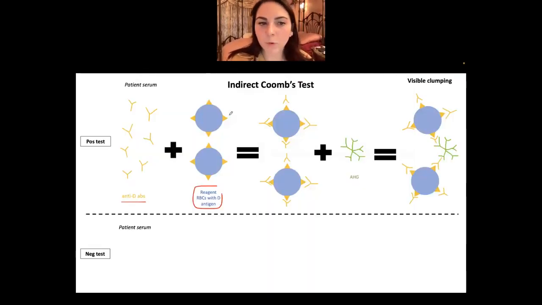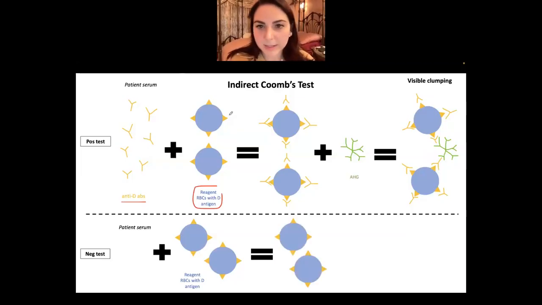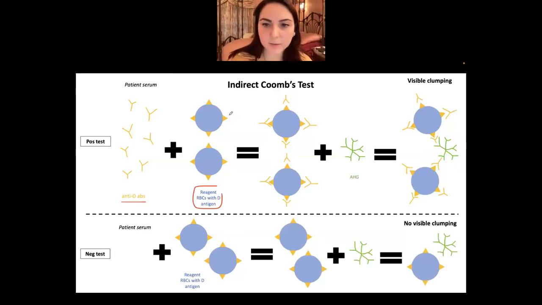If it was negative, mom wouldn't have anything in her serum. So we add the reagent red cells with the D antigen, nothing binds to them, and AHG has nothing to combine with. So you get no visible clumping, meaning agglutination does not occur.